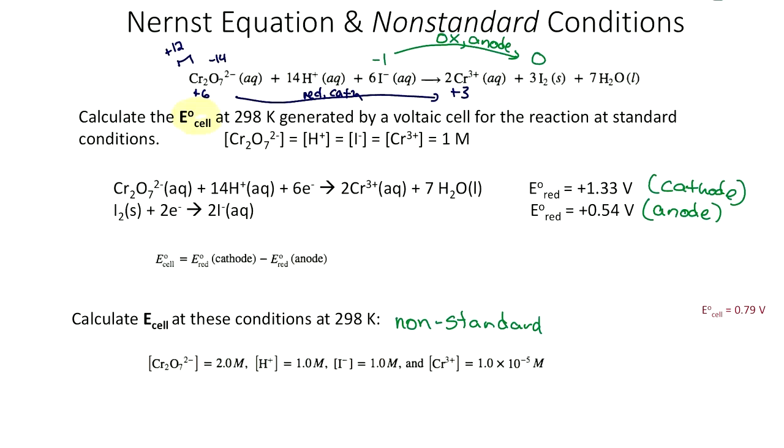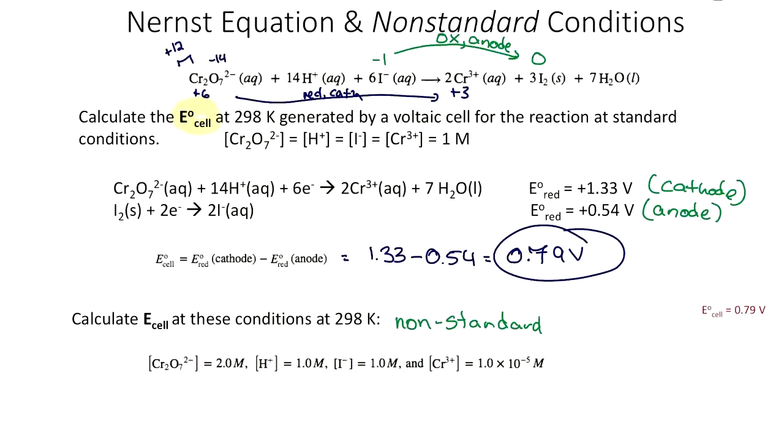Iodide is the anode, so if we calculate the overall cell potential, it's going to be 1.33 minus 0.54, and that is 0.79. All right, so if we had 1 molarity of everything, and we hooked this cell up and measured it, we would measure 0.79 volts. But the follow-up question is, well, we're not at those concentrations.